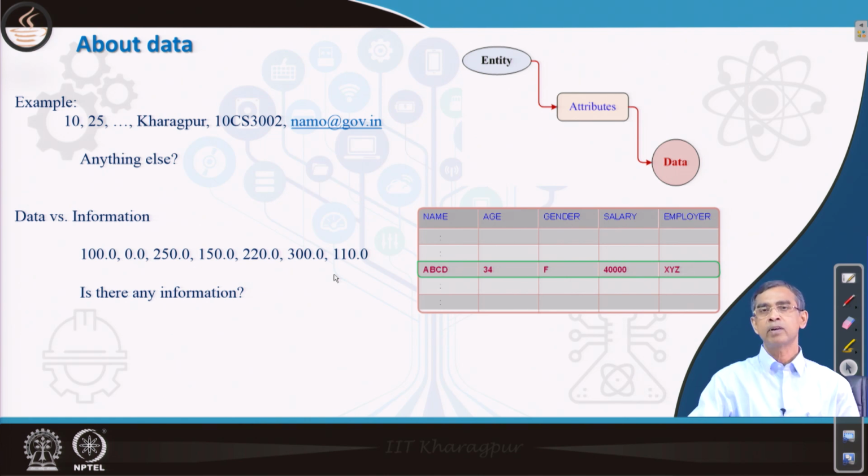Now, given a set of data, a collection, if we retrieve a certain meaningful concept from it, then that meaningful concept is called information. So, data and information are the two things. Given data, we are in fact able to retrieve information. Now, how can this information be retrieved?